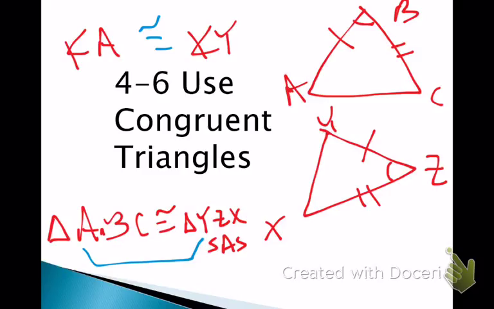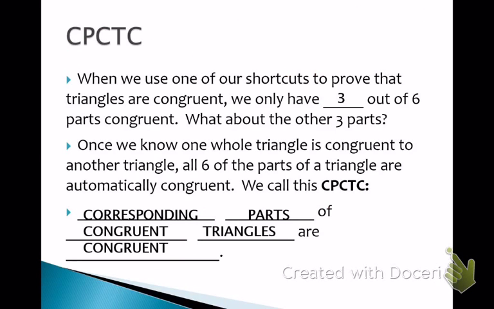So, I mean, we didn't measure angle A and angle Y. We don't have a definition, a theorem, or a postulate that makes angle A and angle Y congruent. But we know they're going to be because A and Y are corresponding parts of two congruent triangles. And therefore, they have to be congruent. Okay, that's our next theorem, actually.